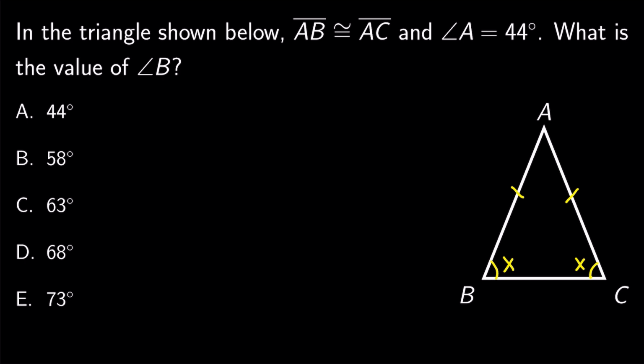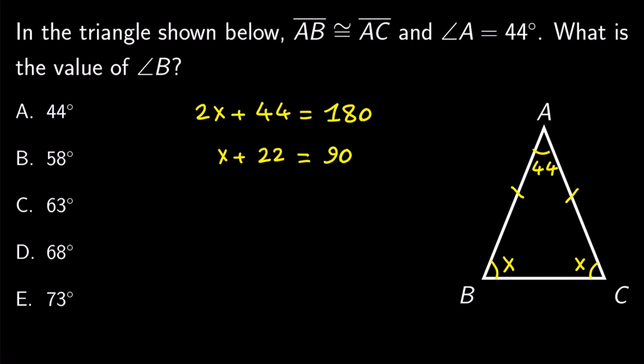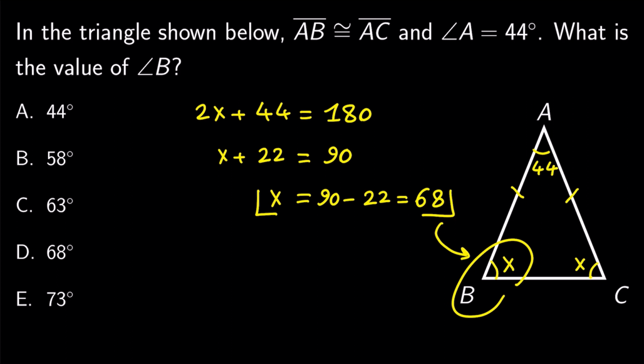We know that angle A equals 44 degrees, and the sum of all the angles in every triangle equals 180 degrees. So we have 2x plus 44 equals 180 degrees. We divide this equation by 2 to get x plus 22 equals 90, which gives us x equals 90 minus 22 equals 68. x is actually the value of angle B, and that's it.